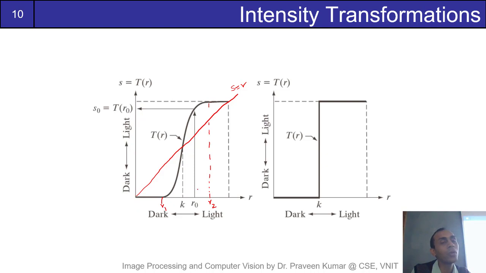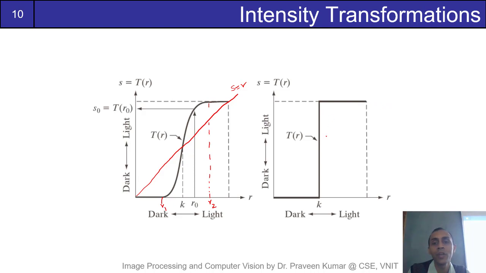So basically this will be a good transformation function if your input image has most of the intensity values distributed between r1 and r2. Then you can just stretch that contrast so that all the intensity levels could be used. So this transformation function, in an extreme case, can become a simple thresholding function.